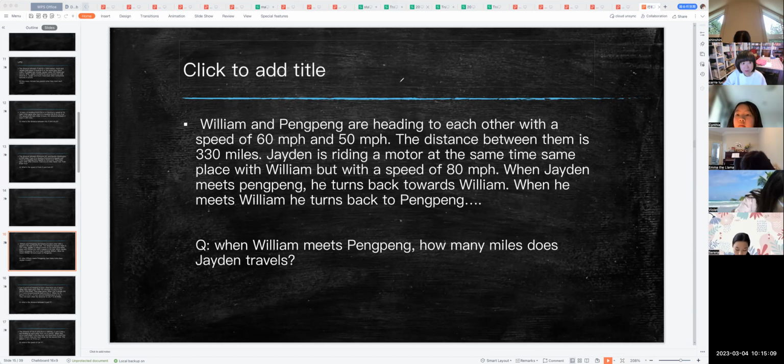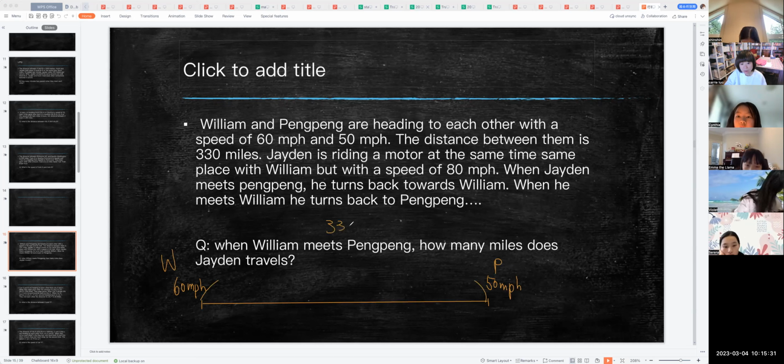Okay, William and Peng Peng. So let's take a look at this one. William and Peng Peng are heading toward each other with speeds of 60 meters per hour and 50 meters per hour. The distance between them is 330 miles. Get it, everybody? Please have those ready when you're doing this question, okay?